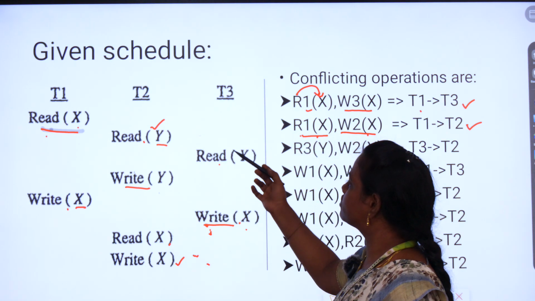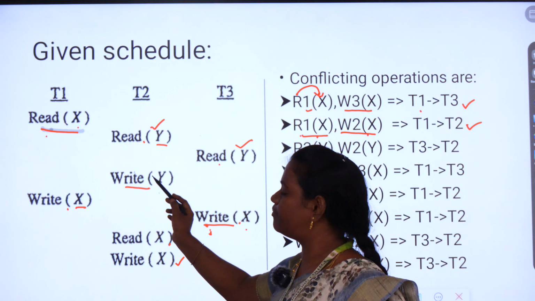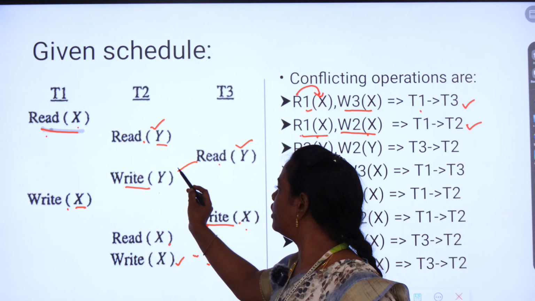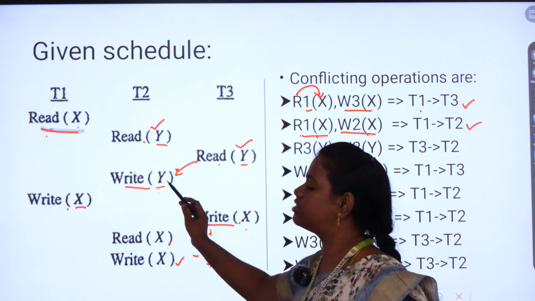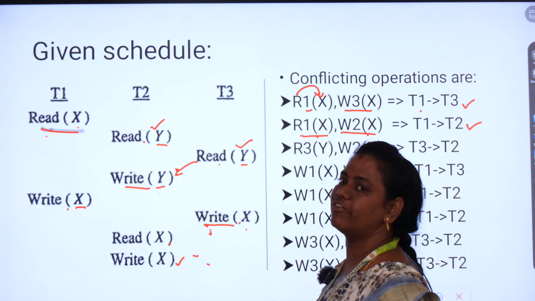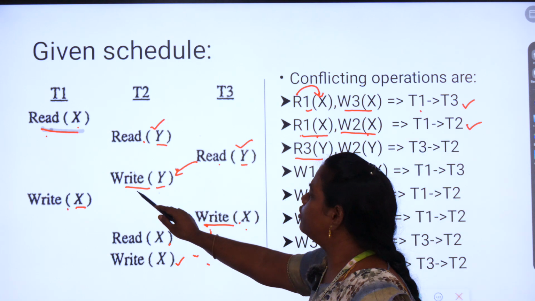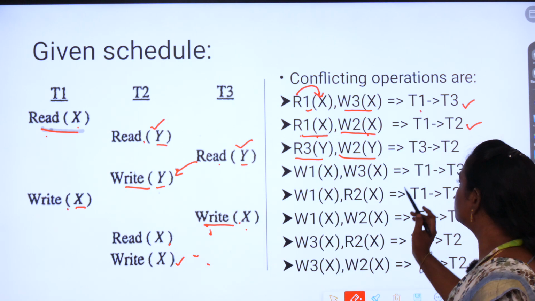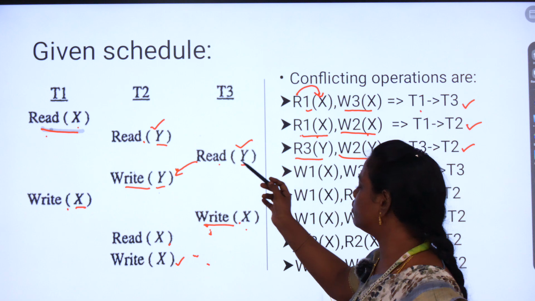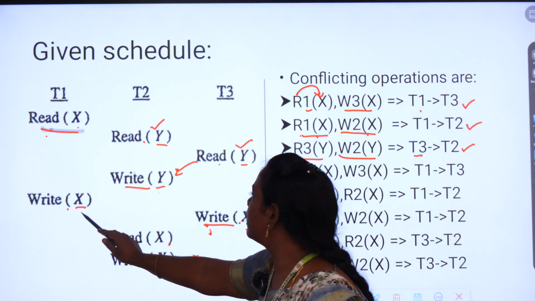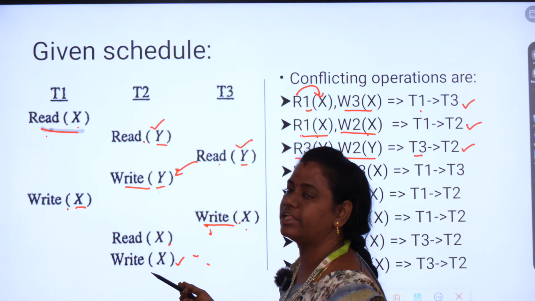The next instruction is a read of Y. I am going to compare it with transaction 2. In transaction 2, read of Y is compared with write of Y. Here both are performing operations on the same data and one is a write operation, so definitely there is a conflict. So R3 of Y, W2 of Y is your conflicting operation. After completing T3, only then will your T2 be executed. Next I am going to compare read of Y with write of X. Here both are performing operations on different data, so definitely there is no conflict.